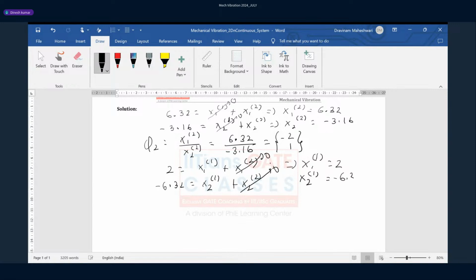So that means if you find phi 1, it will be x1 for first mode upon x2 for first mode. So from here guys, it is 2 upon minus 6.32. So how much are we getting? 1, minus 3.16. So is it correct?